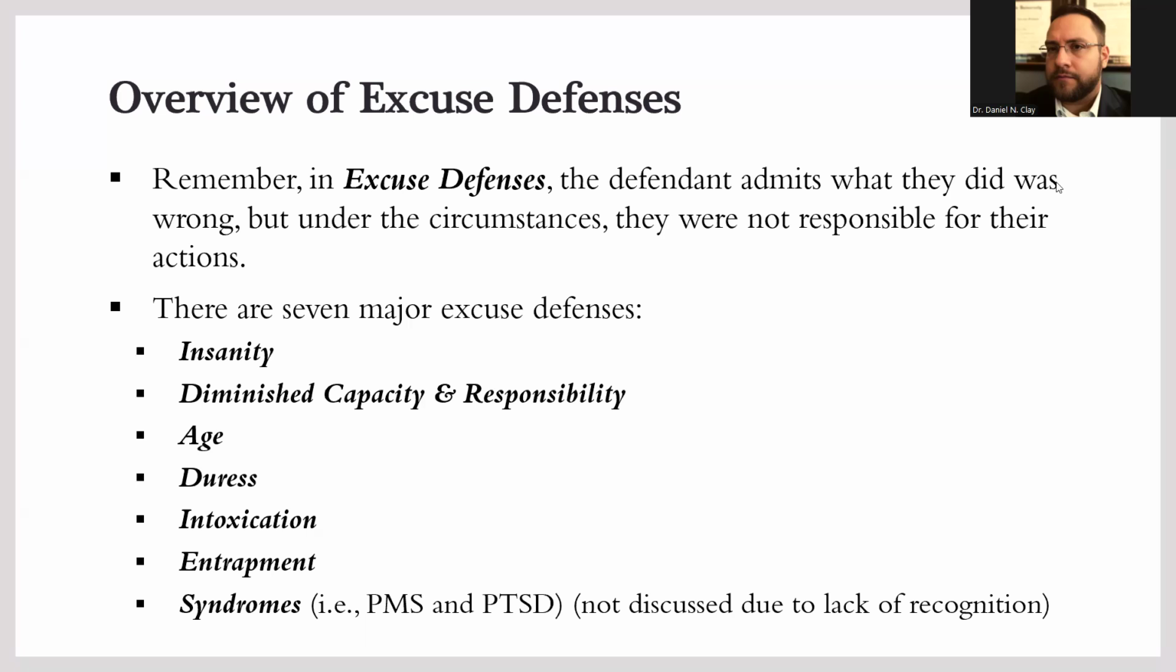So let's talk about our overview of excuse defenses. We're going to jump into each one of these in turn, beginning with insanity.